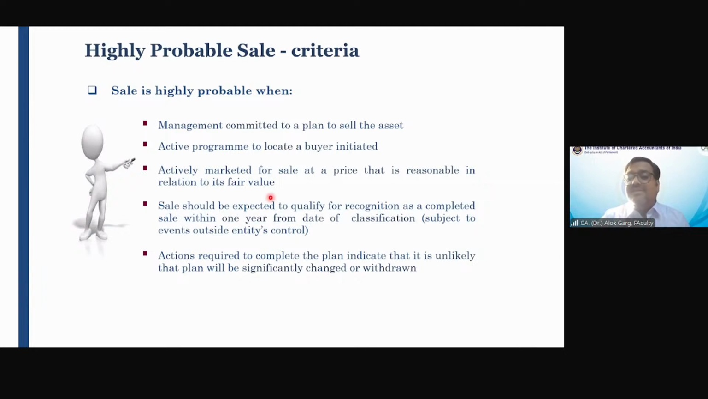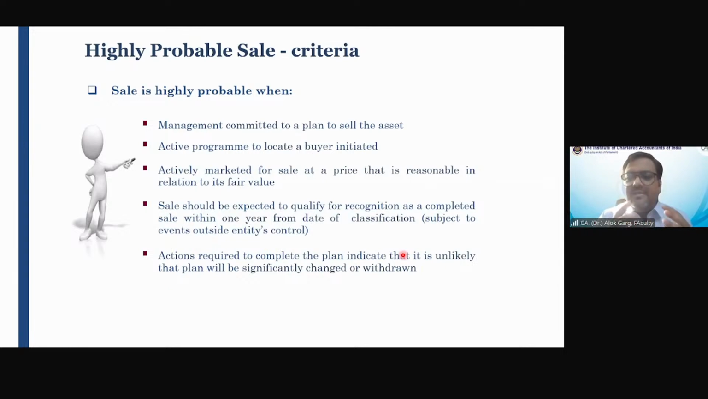And this is evident by our actions. And what is our action? We have already started relocating to the new factory. So friends, these are the 5 conditions. If these 5 conditions are satisfied, then you can say that the sale is highly probable. Sale should be expected to qualify for recognition as a complete sale within 1 year from the date of classification, subject to events outside the entity's control. Just leave that part for the time being.